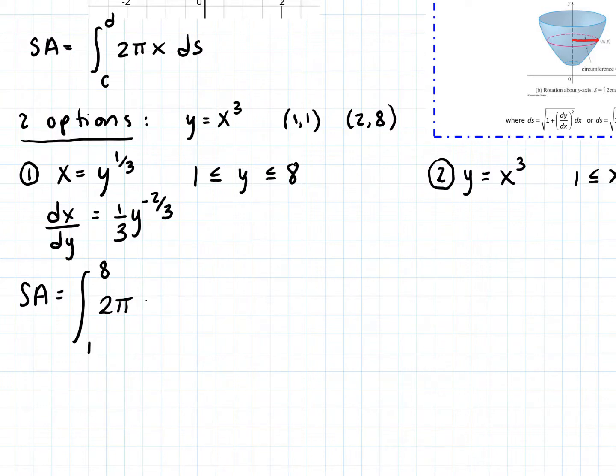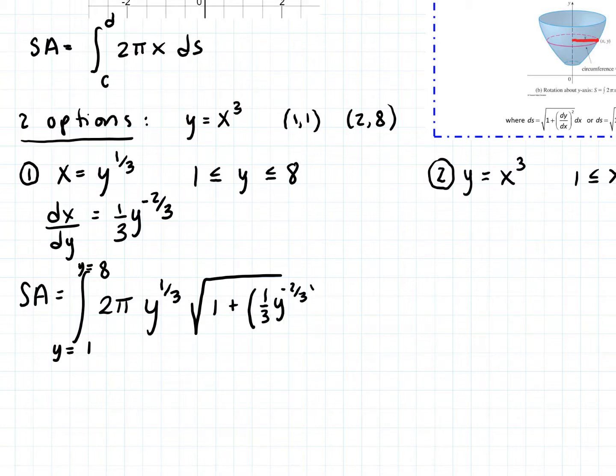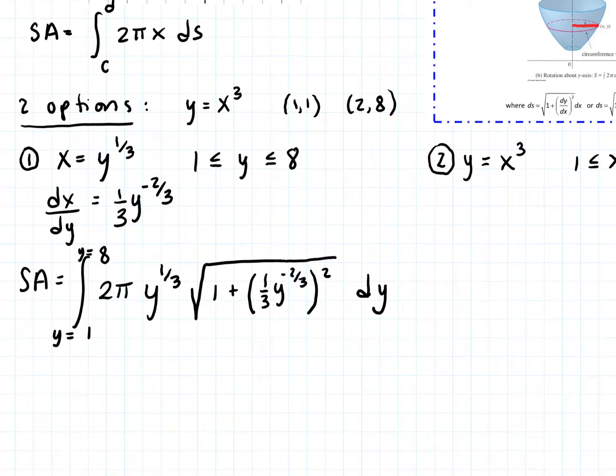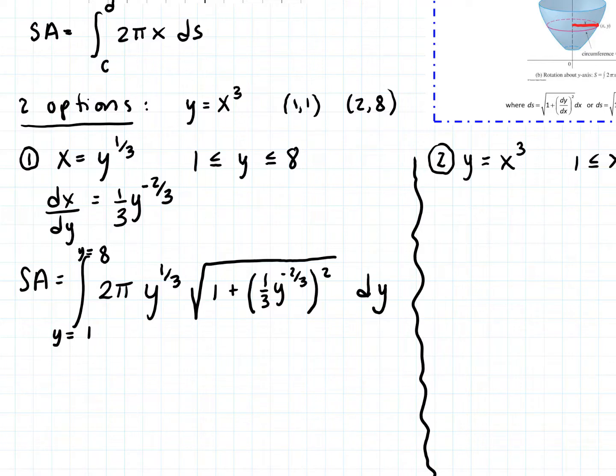Okay, so y to the 1/3 times the square root, because remember we're going to be integrating with respect to y, so we can't have mixed units there. So I have to replace the x in the formula with the definition of x. X is y to the 1/3. And then this is going to be 1 plus, and then we're going to have 1/3 y to the negative 2/3 squared dy. I'm going to make a little squiggly line right here so that we keep those two separated.